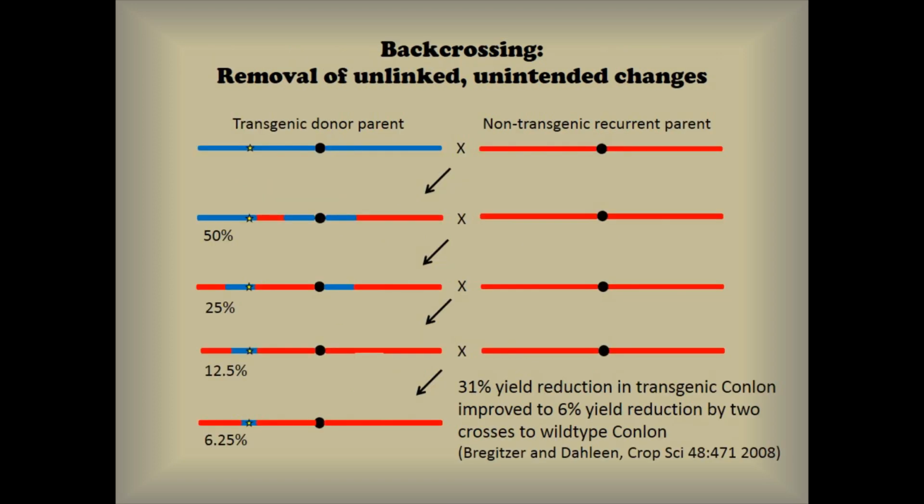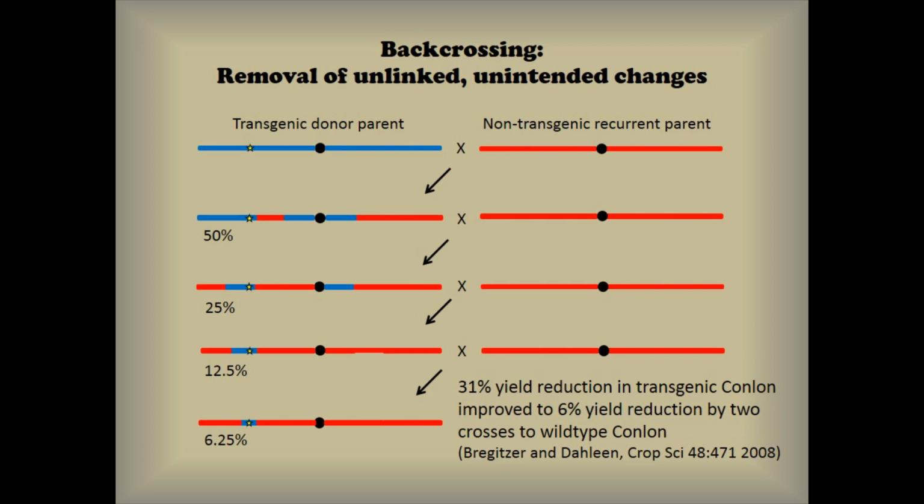So what can we do about this kind of thing? Well, backcrossing is a technique that is capable of removing unlinked and unintended changes. If you think about our transgenic plant here that I've got depicted as a blue genome, the little yellow star represents the position of the transgene that we're interested in.